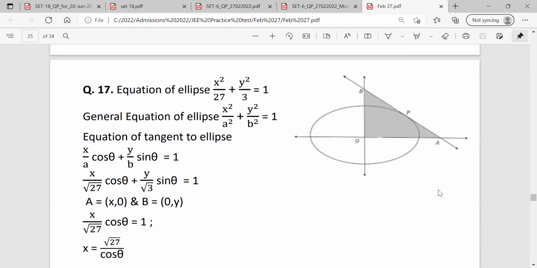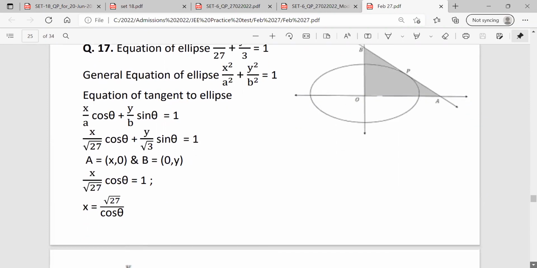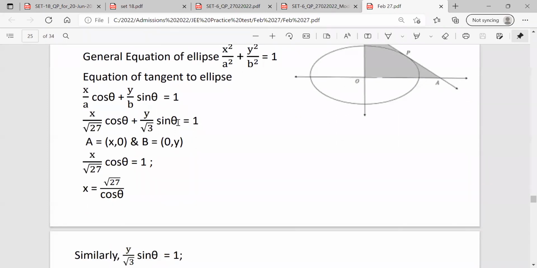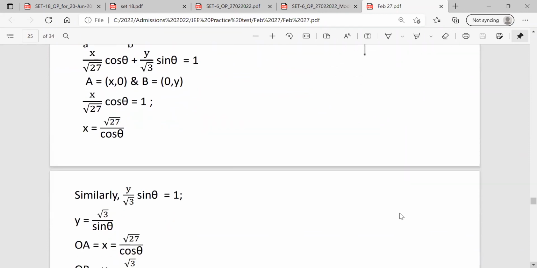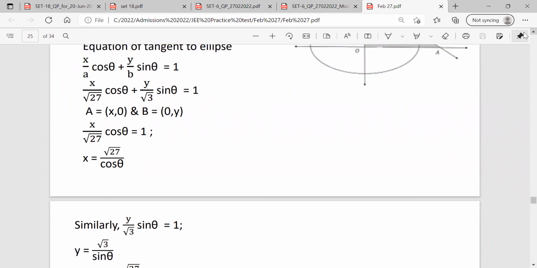So now we can easily identify the values of x and y by solving this equation. For finding x, the value of y will be 0. So x is equal to root 27 by cos theta. Similarly, for finding y, we take the x term as 0. So what will be the equation? y by root 3 sin theta equal to 1. So y is equal to root 3 by sin theta. Now I have the values of x and y.